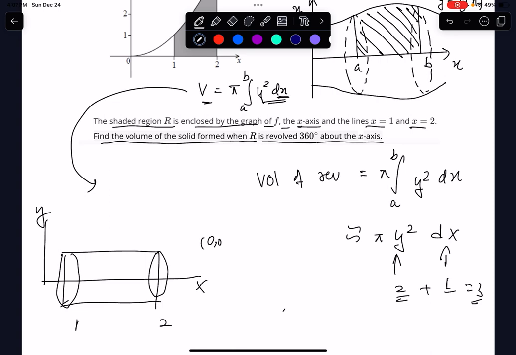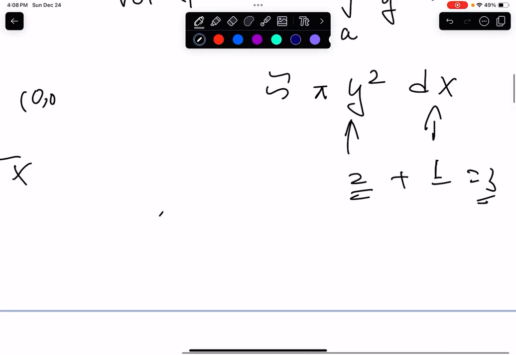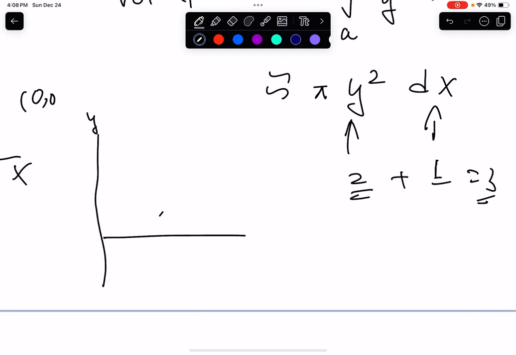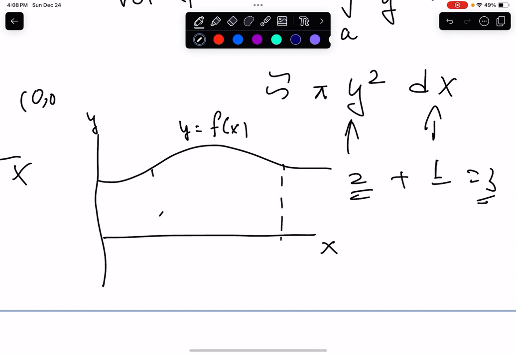So the way you go about it is that, once again, if this is y, and this is x, and you're given the function y is equal to f of x, and they give you a certain area between b and a, then all you're doing is adding up concentric circles.